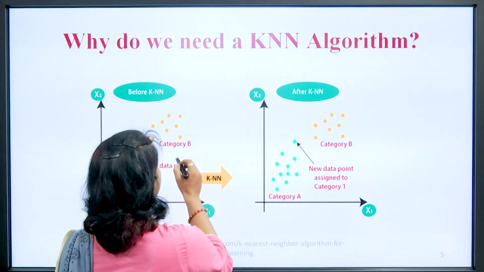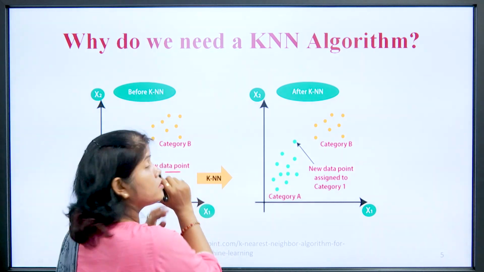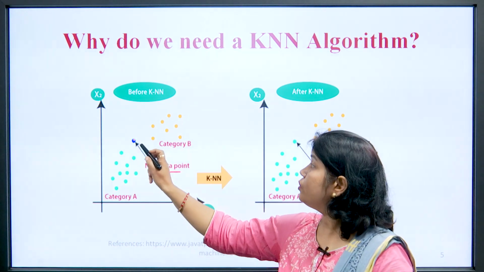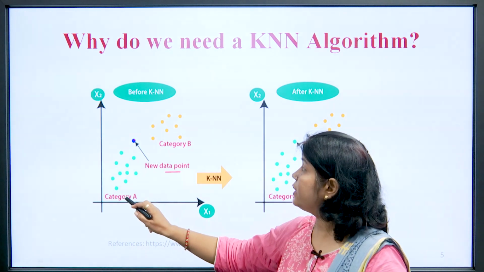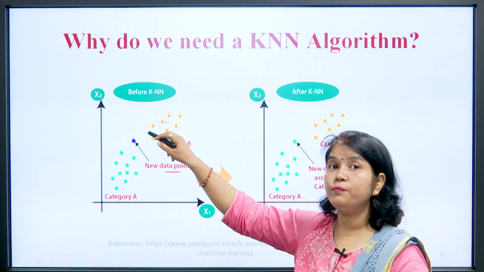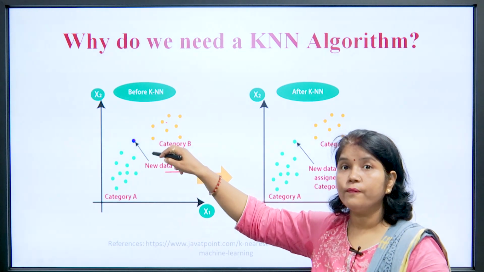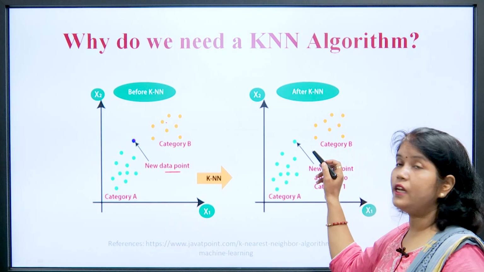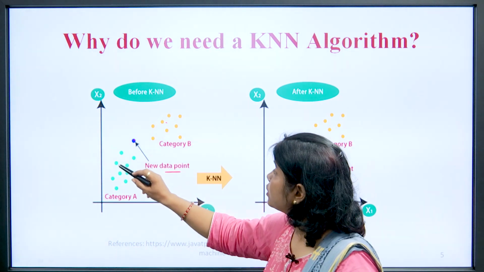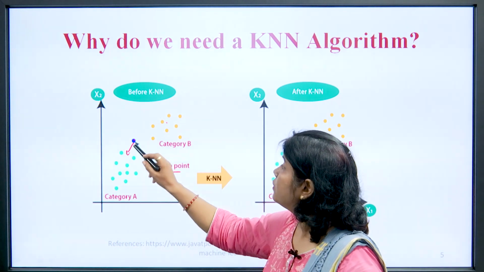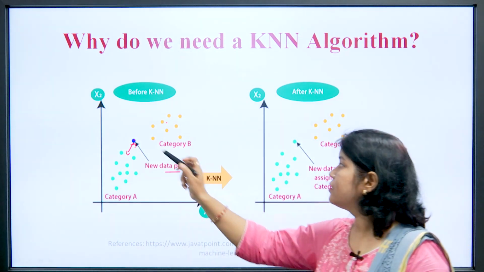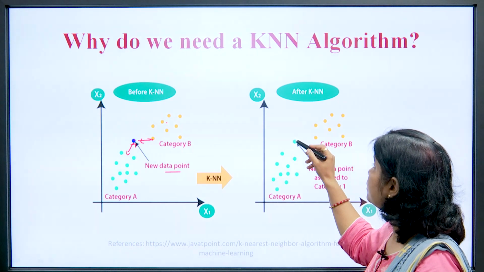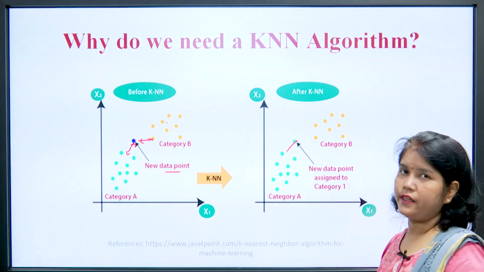Suppose this is the new data point, right. You have seen that this is the blue one and you are confused whether it should be placed in category A or category B. Okay. So, after analysis, after the KNN problem, you will be able to decide that this particular distance is less with this one. So, you will put this data in this category.